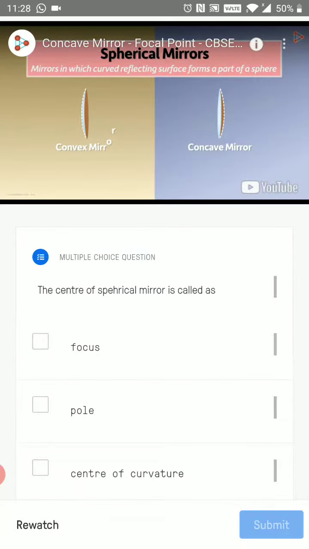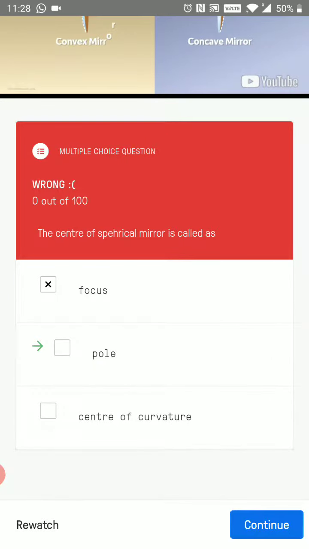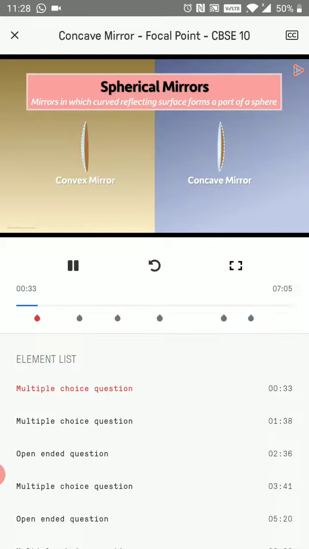So you could see now I have to answer the question. The center of a spherical mirror is called as... so let's say I'll say pole. So let's say I'll say focus, and if it's a wrong answer, you could see it gives a wrong answer and I cannot move ahead. I have to... the center of the reflecting surface.